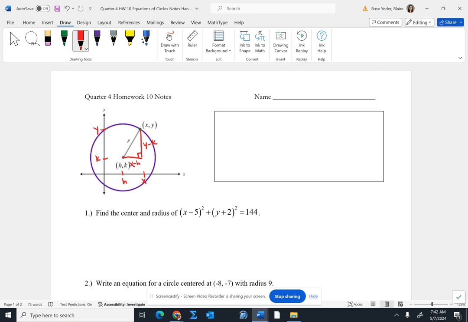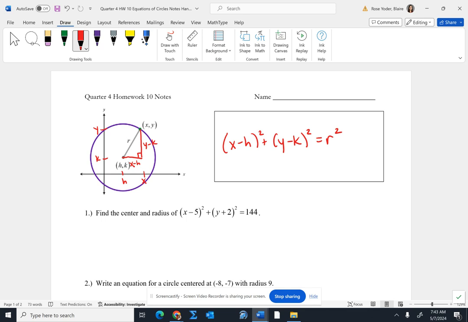And if you do the Pythagorean theorem, x minus h squared plus y minus k squared equals r squared, you get the formula for the equation of a circle. So that's what we're going to use, and we're going to go both ways. I'm either going to give you information and ask you to write the equation of a circle, or I'm going to give you the equation of a circle and ask you for some information. So that's what we're going to start with.